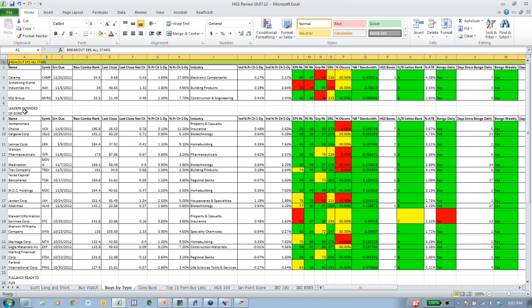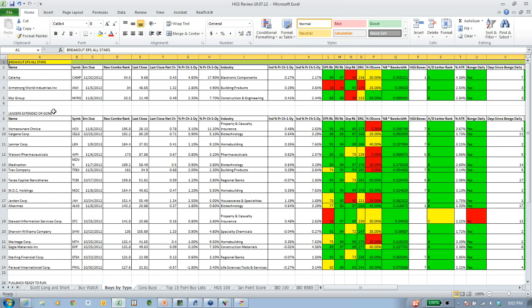market going up. In my leaders that are extended or gone category, I put things that have had a big run already. I showed you Homeowner's Choice. I showed you Celgene, Lennar, Watson, Medivation, Trex, Alkermes. Here's one of those insurance stocks that looked interesting, STC.